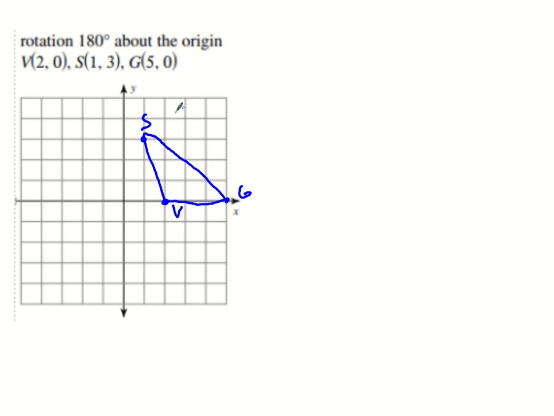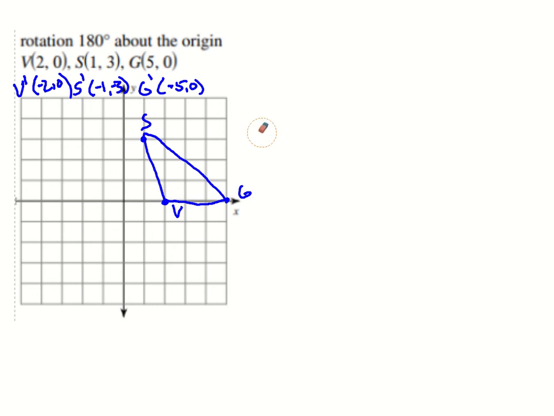I want to rotate 180 degrees about the origin. So 180 degrees means I take these points and I just change the signs of them. Because that's going to be over in here now, right? Over here, everything's negative. X is negative, Y is negative. So I'm changing the signs of all these. So my new V is at negative 2, 0. My new S is at negative 1, negative 3. And then my new G is at negative 5, 0.